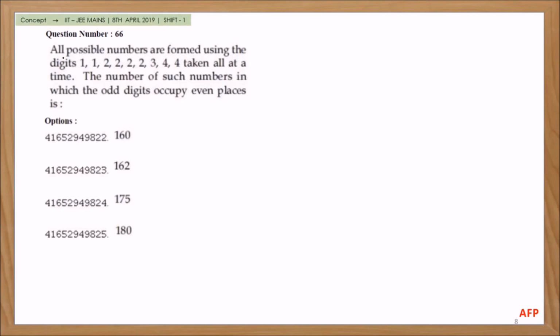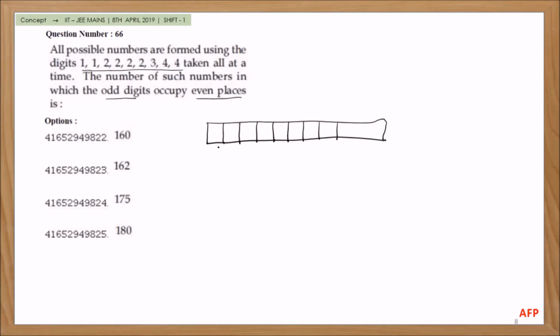Next problem: all possible numbers formed by using the digits. So these are the digits they have given. Totally 9 digits are there, taken all at a time. The number of such numbers in which the odd digits occupy even places. So totally 9 digits are there, so we will draw the diagram. So we have drawn the diagram.